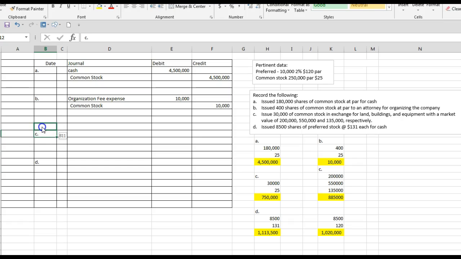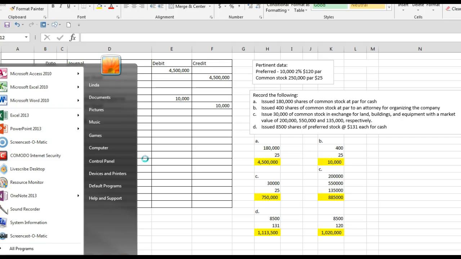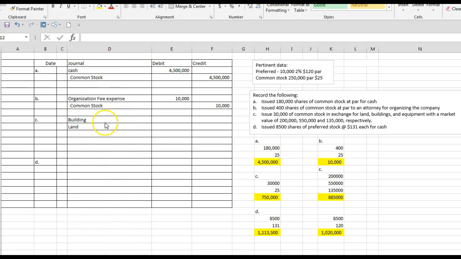Now for C, what is C? C is we're issuing 30,000 common stock in exchange for land, buildings, and equipment, and they have a market value of 200,000, 550,000, and 135,000. Well, let's get the stuff we know first. So copying these up here, this is going to be buildings, this is going to be land, this is going to be equipment, and let's put those amounts in right now. We also know it's going to be common stock, right? We just don't know for how much.